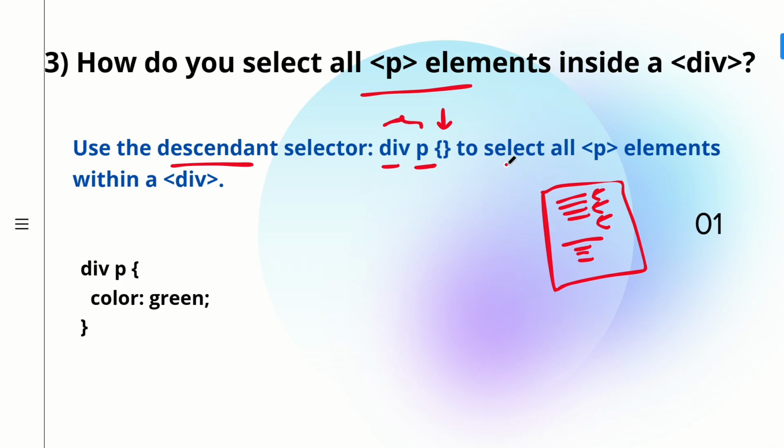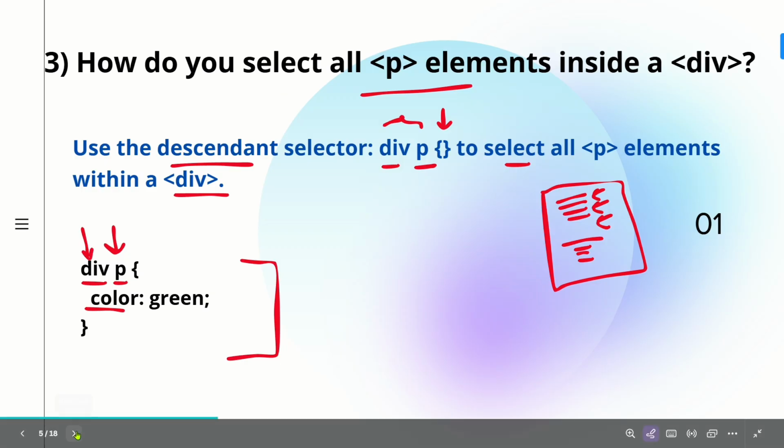So this is what is written to select all the p elements within a div, and this is the example: we have written div, and then we have to give a space, and then we have written paragraph tags. So all the paragraph tags which are present inside this div are going to get selected, and then we can give our styling property of whatever we want to do, color, background color, or anything.